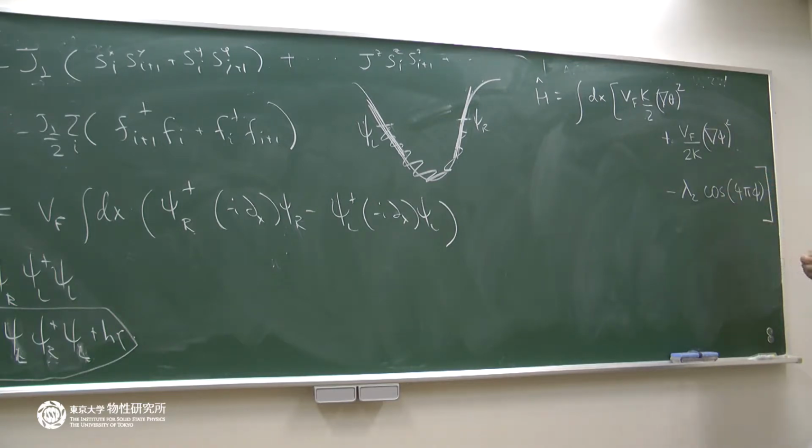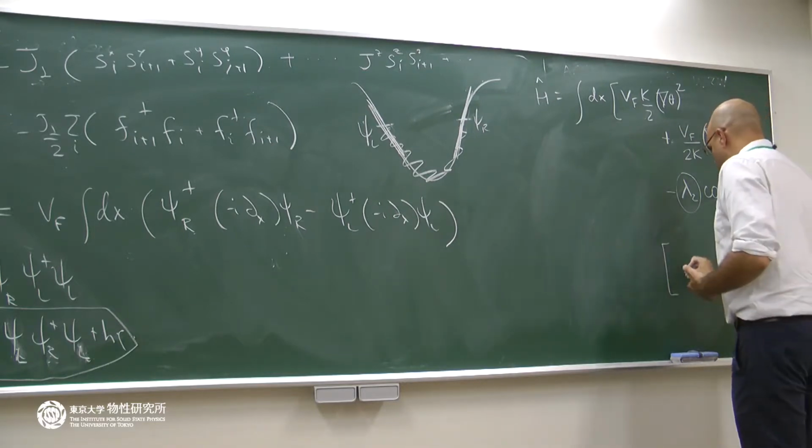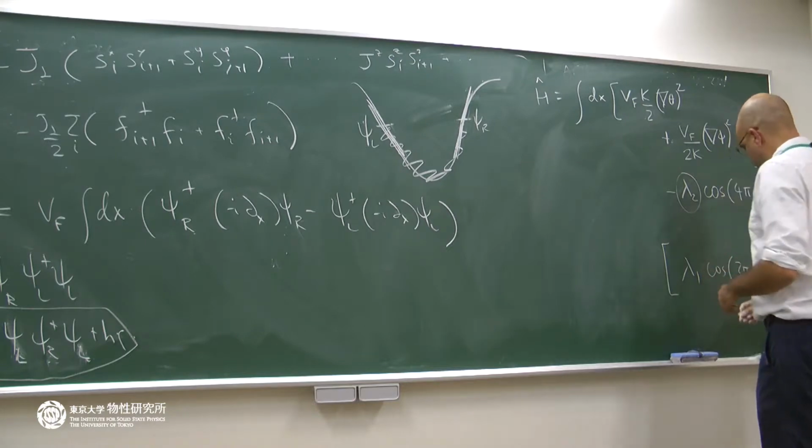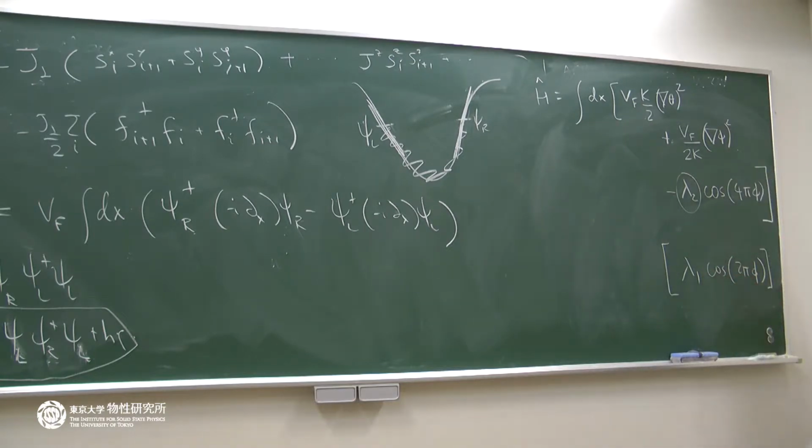This is exactly what happens in the XY model. It's very similar to the XY model. Now in the XY model, what you have actually is instead of cosine 4 pi phi, you have cosine 2 pi phi. Okay, so this guy is the fugacity of double vortices. In the normal XY model, you'd have lambda 1 cosine 2 pi phi. So the only thing that changes is that exponent i 4 pi phi is the operator that creates double vortices, and lambda 2 is the fugacity for it.